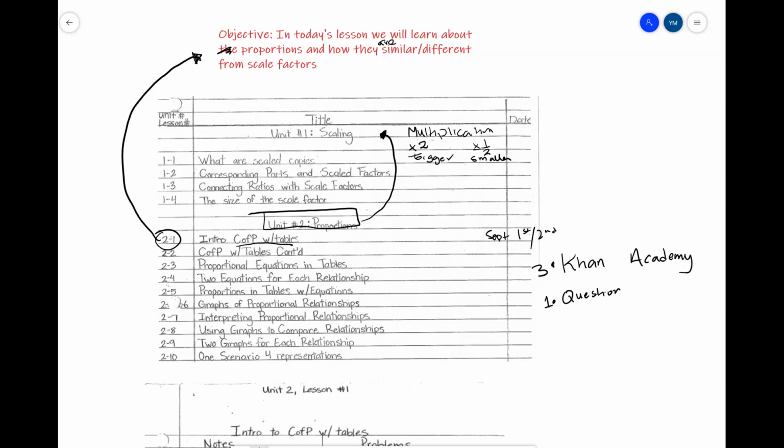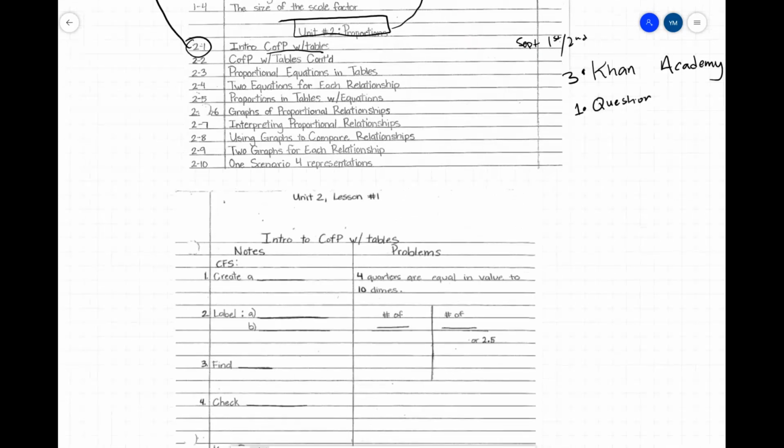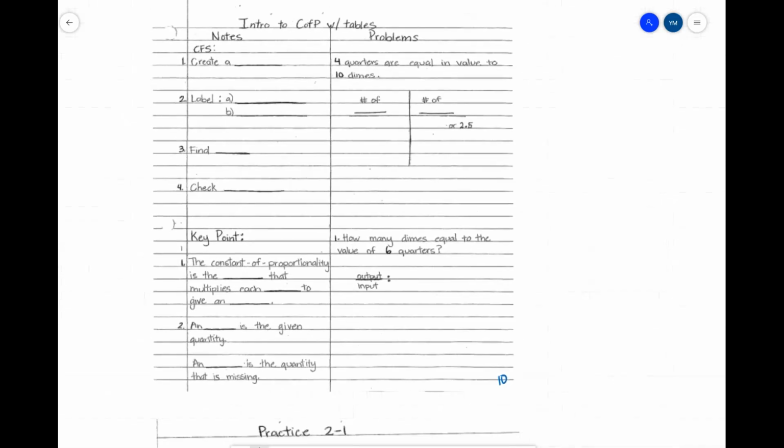besides watching this video. So again, let's go back to the lesson. We're going to learn about proportions and think about how it is similar or different from what we learned in scale factors. So let's get started.